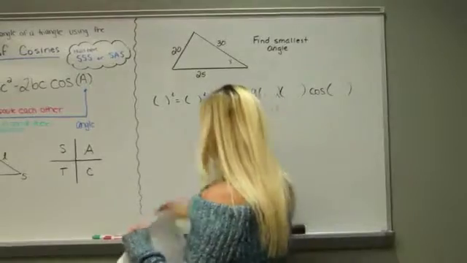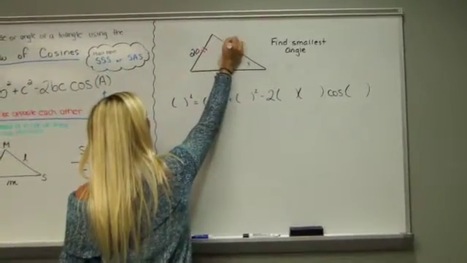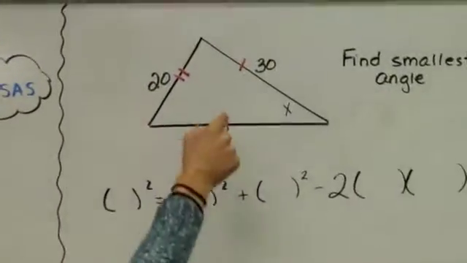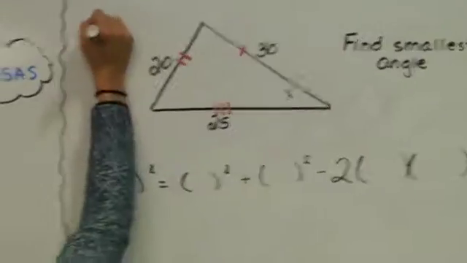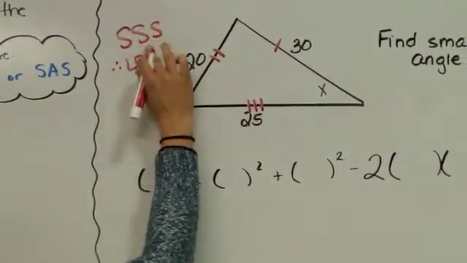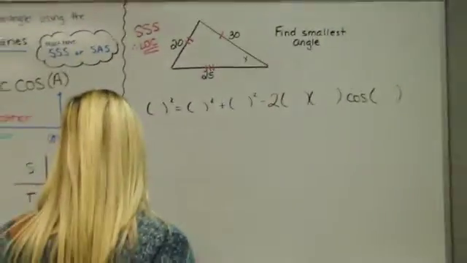So now, since we know that we have all three values for all three sides of the triangle, we know that we have the side, side, side pattern, and therefore we can use the law of cosines to find our x value for our angle.